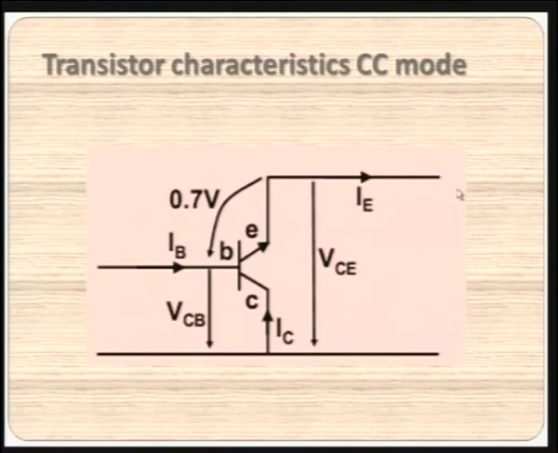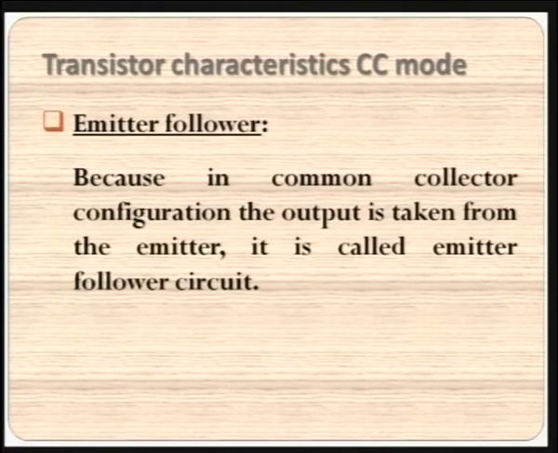So, it is given the name emitter follower. What is an emitter follower? Because in common collector mode configuration, the output is taken from the emitter, so it is called the emitter follower circuit. In most of the textbooks, the common collector mode name would not be used, but it is simply represented as the emitter follower.